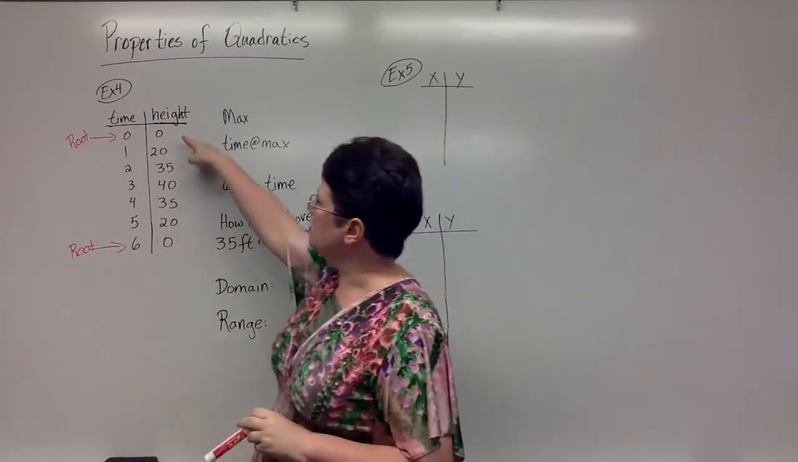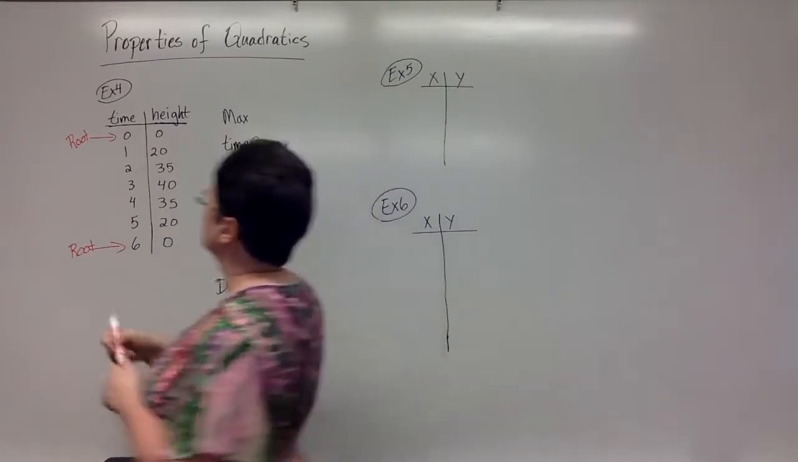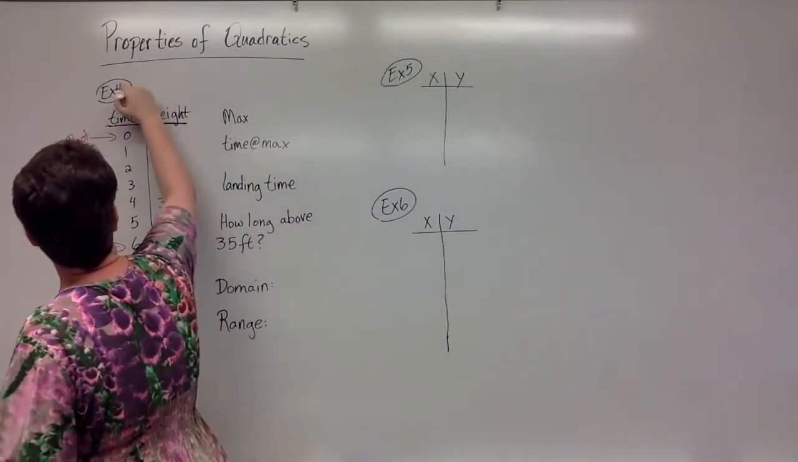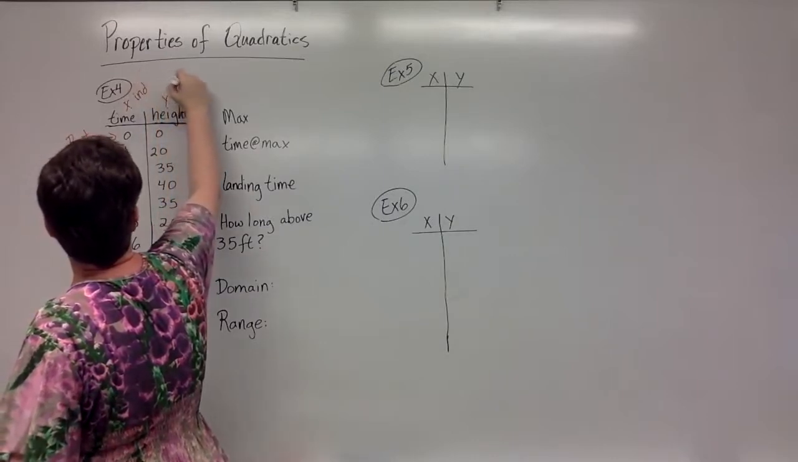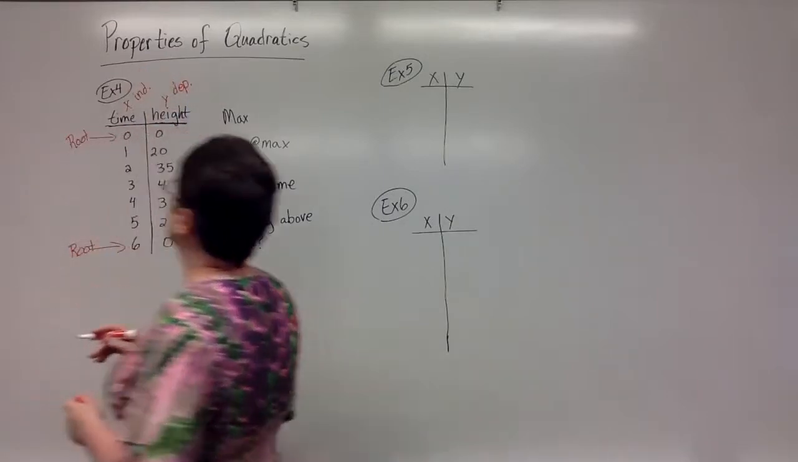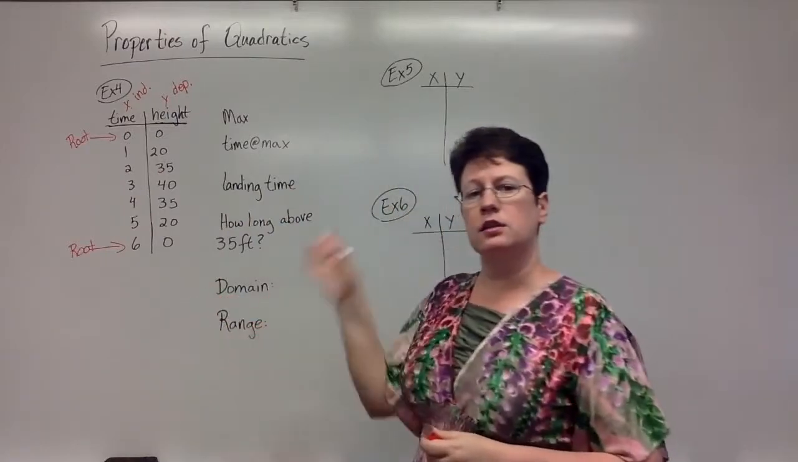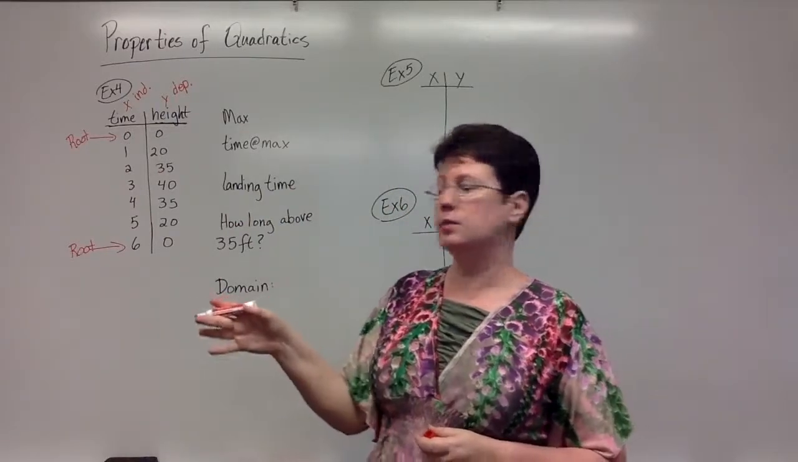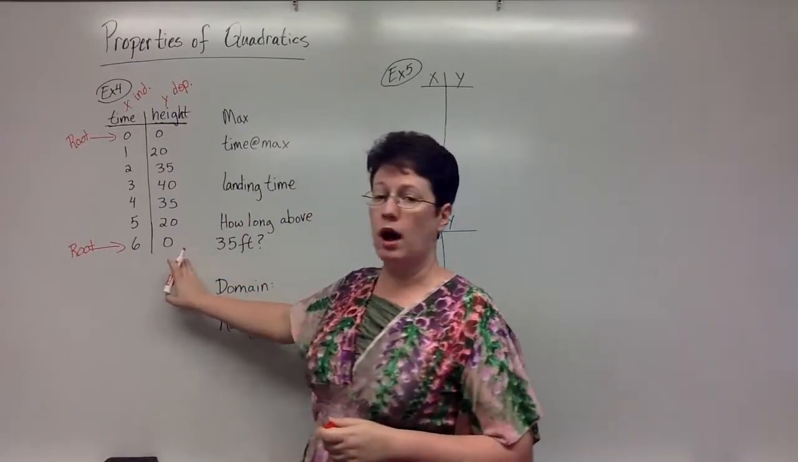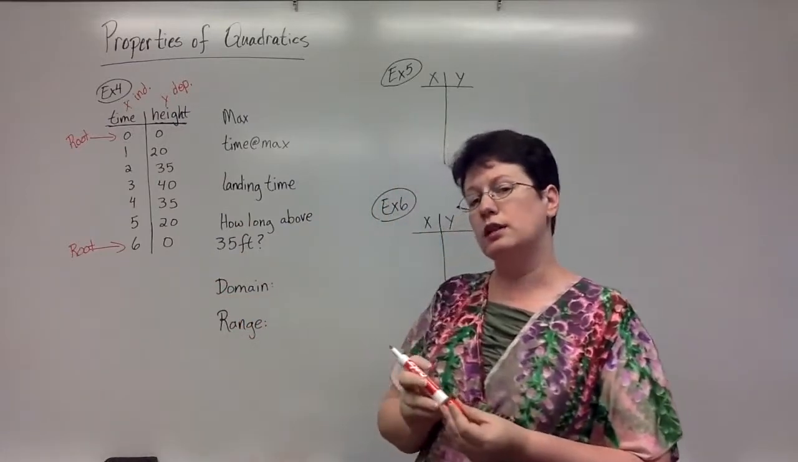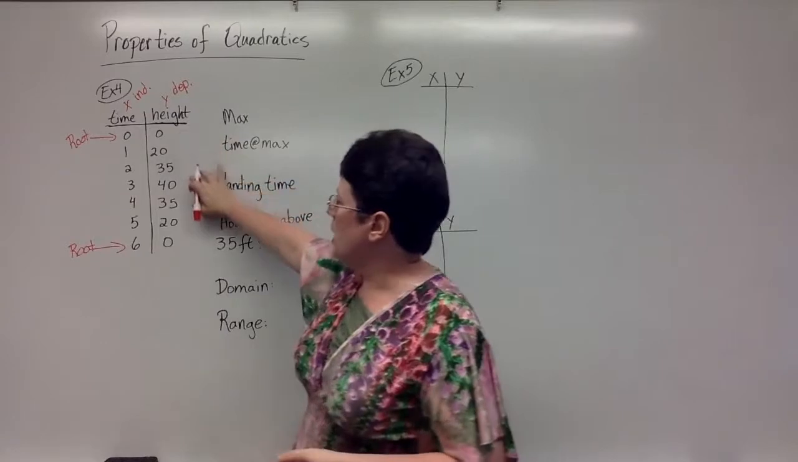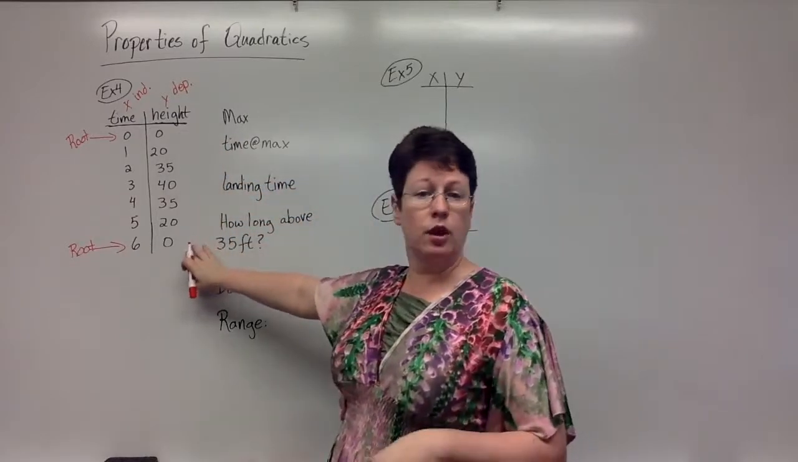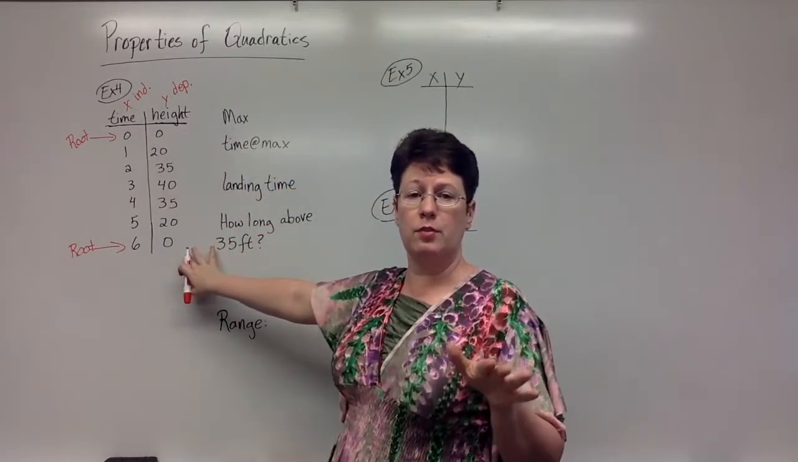Let's look. I see my y's, because remember, x's are my independents, and y's are my dependents. Okay? So my time is x, my height is y. My time is independent, my height is dependent. So let's look at the height. It goes up, up, up, comes down, down, down. Okay, so that means I'm going to have a max.